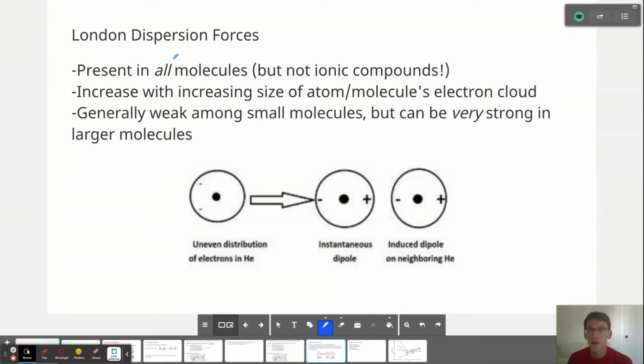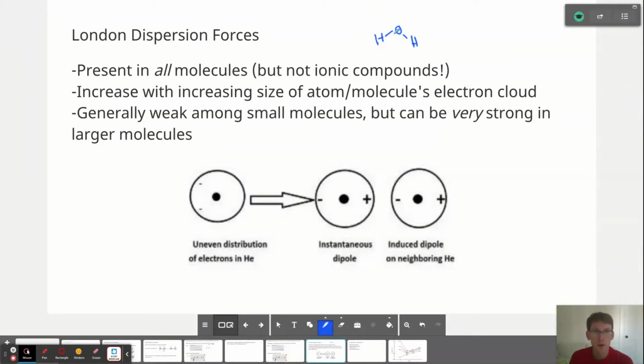And every single molecular compound has London dispersion forces, including water. Water is molecular, and you may say that the hydrogen bonding in water is very important. That is true, but water being molecular, it also has some amount of London dispersion forces. They're not as important, but they're there. The strength of the London dispersion forces increases with increasing size of the atom or molecule's electron cloud.